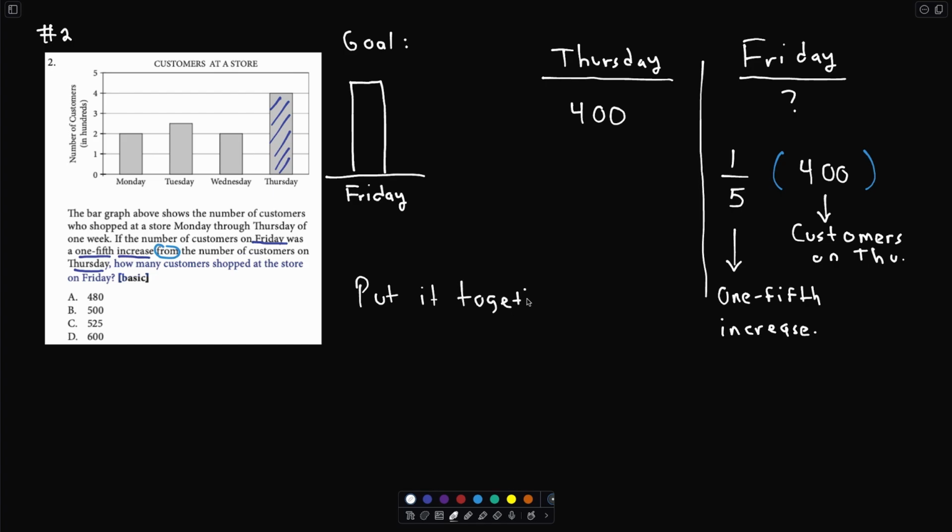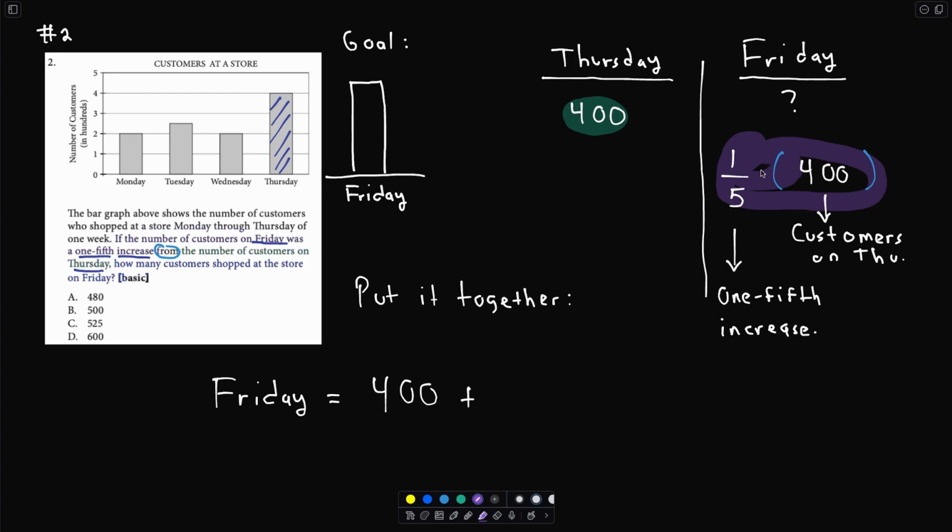Now let's put it together. So Friday is going to equal the number of customers on Thursday. Well, the number of customers on Thursday is 400 plus, if the number of customers on Friday was a 1/5 increase, so our 1/5 increase from Thursday is going to be 1/5 times 400. Highlight that.